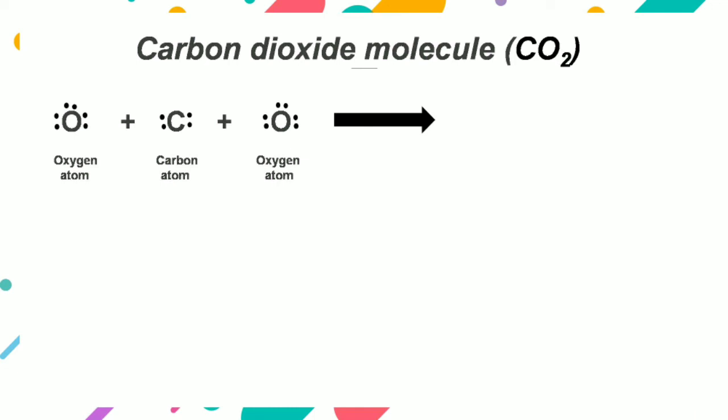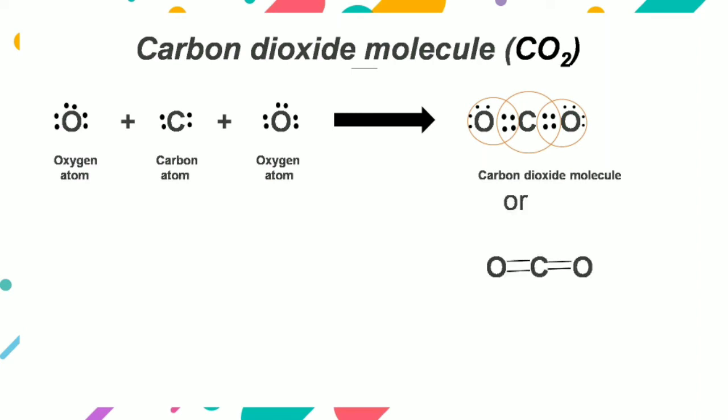Hence, in the formation of carbon dioxide, each of the 2 oxygen atoms shares 2 electrons with carbon, and carbon also shares 2 electrons with each oxygen atom. Like this, the octet of carbon and 2 oxygen atoms get completed. Between carbon and each oxygen atom, there are 2 electron pairs, which results in the formation of 2 double covalent bonds. So carbon dioxide can also be represented as O double bond C double bond O.